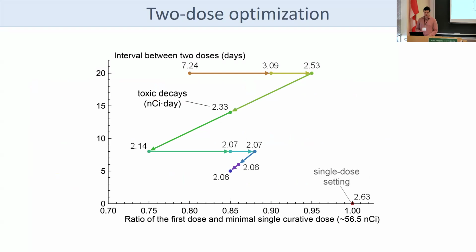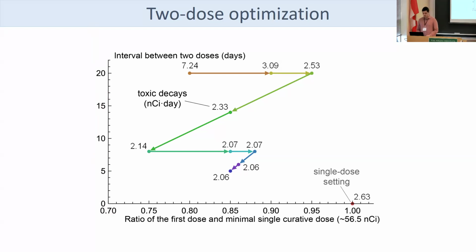Let's represent our curative two-dose schedules on a phase space, where the first parameter is the ratio of the first dose in this two-dose schedule and the minimal single curative dose, and the second parameter is the interval between doses. And these two parameters identify a two-dose schedule unambiguously, because its second dose represents a uniquely defined minimal dose leading to cancer cure when injected at a specific moment of time under those conditions.